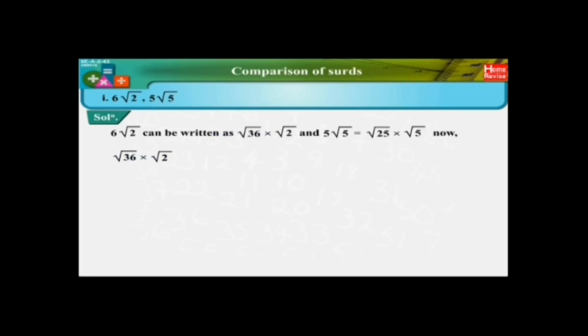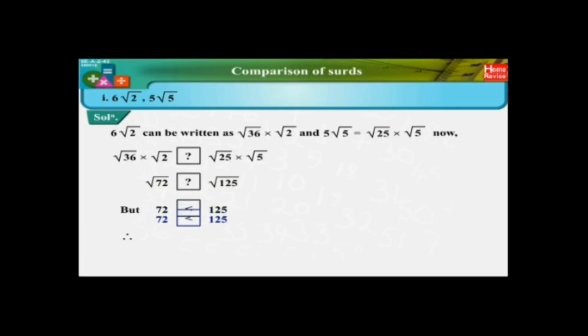1. 6 root 2 and 5 root 5. 6 root 2 can be written as root 36 multiply root 2, and 5 root 5 is equal to root 25 multiply root 5. Now root 36 multiply root 2 and root 25 multiply root 5, so it will be root 72 and root 125, which is equal to 72 and 125. 72 is less than 125, therefore 6 root 2 is less than 5 root 5.